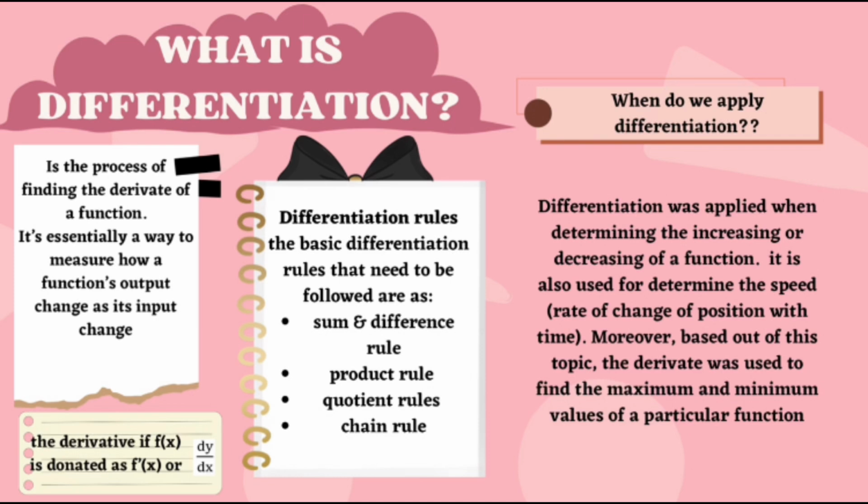So how do we actually apply differentiation? Differentiation is applied when determining the increasing or decreasing of a function. It is also used for determining speed, the rate of change of position with time. Moreover, the derivative is used to find the maximum and minimum values of a particular function.